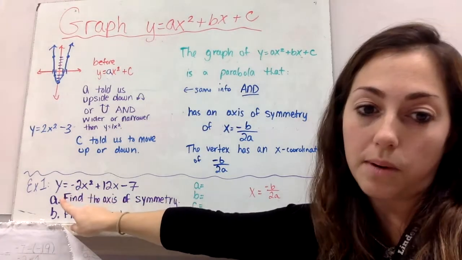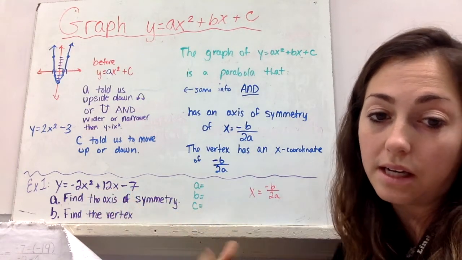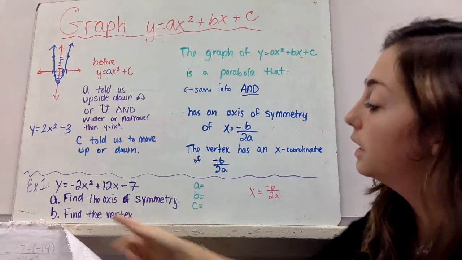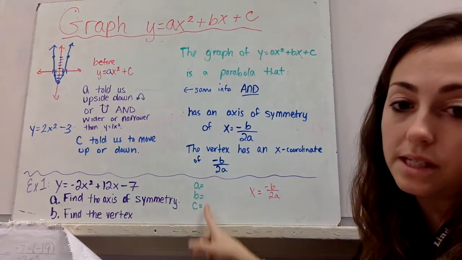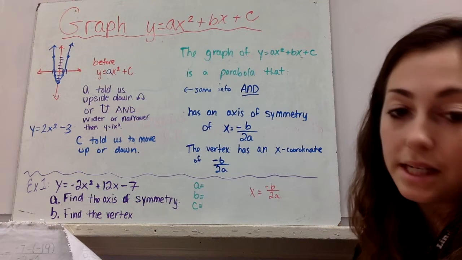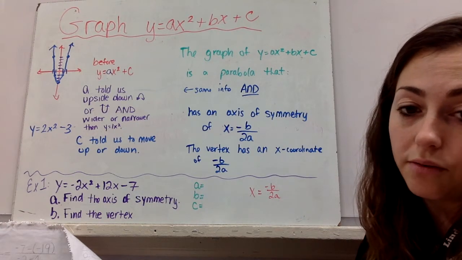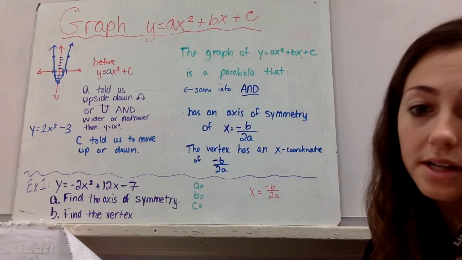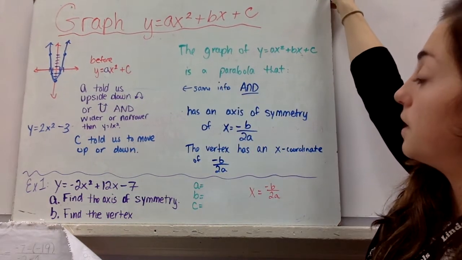All right, let's put this to work. y equals negative 2x squared plus 12x minus 7 is an equation. It's a parabola. Let's find the axis of symmetry and find the vertex. So the first thing to do is identify a, b, and c, before you can plug them in for this formula here. So go ahead and do that and plug it in and see if you get what I get. And then I'll show you the rest.